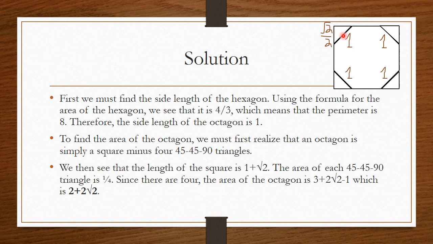So in order to find the area of the octagon, we take the area of the square and then subtract 1. The area of the square is 3 plus 2 root 3, and we subtract 1, which means the answer is 2 plus root 2.